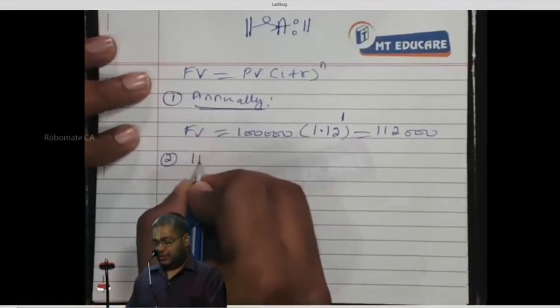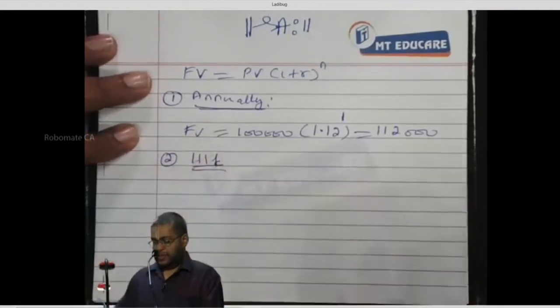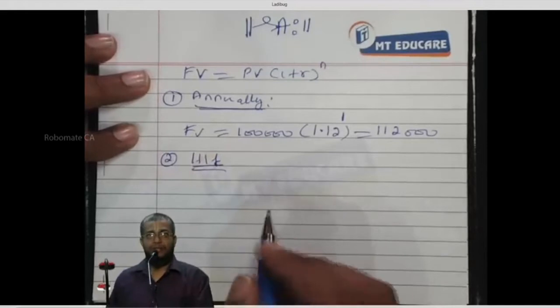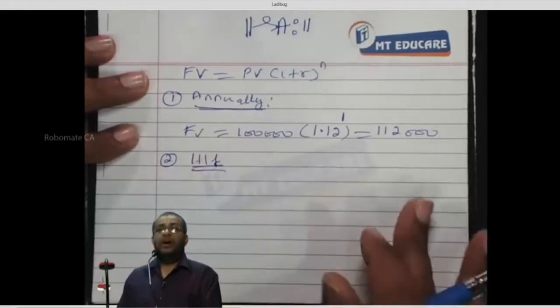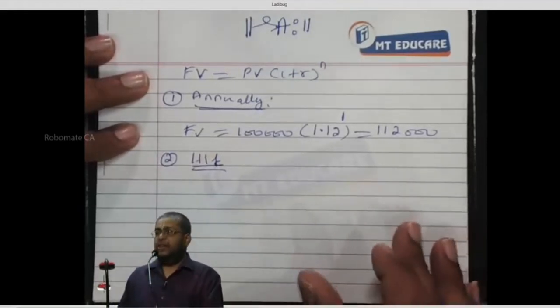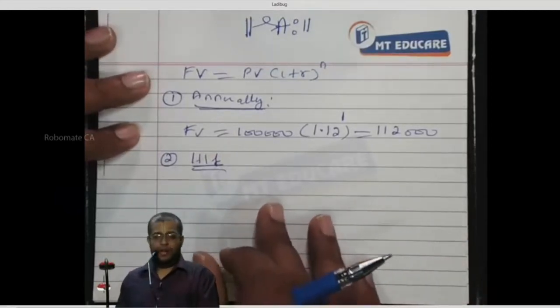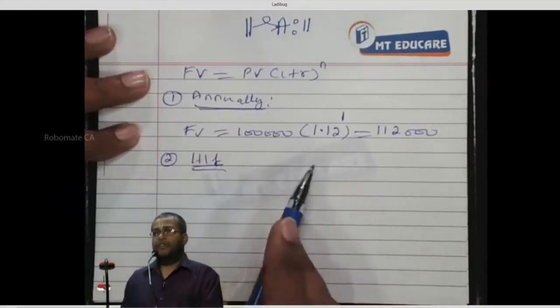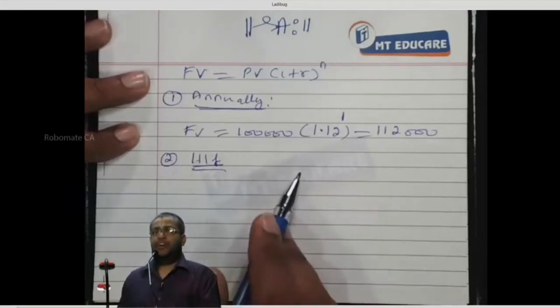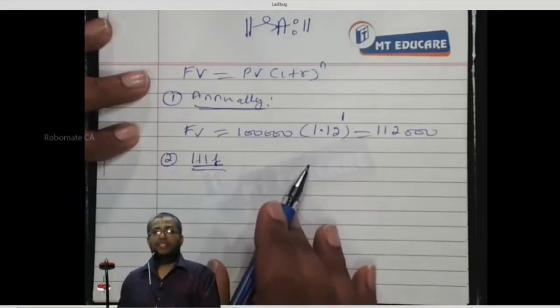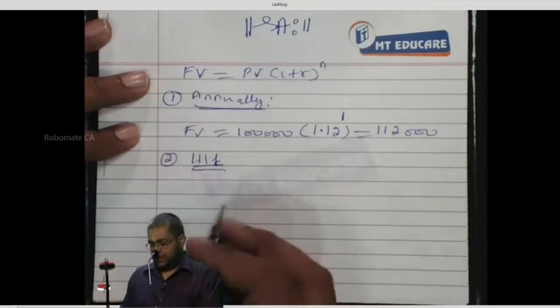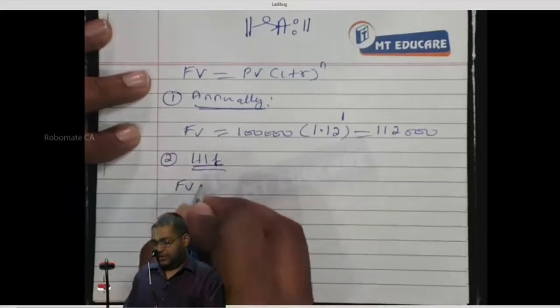Next, number 2. Second is half yearly. Already in bonds we discussed that we have to convert everything into per period. Everything into what? Per period. Tell me, half yearly, 12% is the interest for 1 year. What is it for every 6 months? 6%.